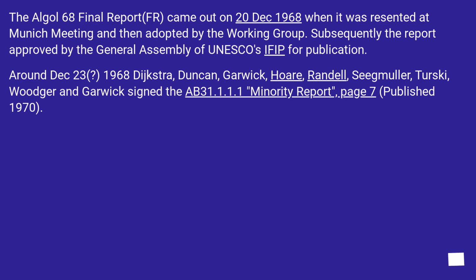The ALGOL 68 final report came out on the 20th of December 1968 when it was presented at the Munich meeting and then adopted by the working group. Subsequently the report was approved by the General Assembly of UNESCO's IFIP for publication. Around December 23, 1968, Dijkstra, Duncan, Garwick, Hoare, Randell, Seegmüller, Turski, Woodger and Garwick signed the Minority Report, published 1970.